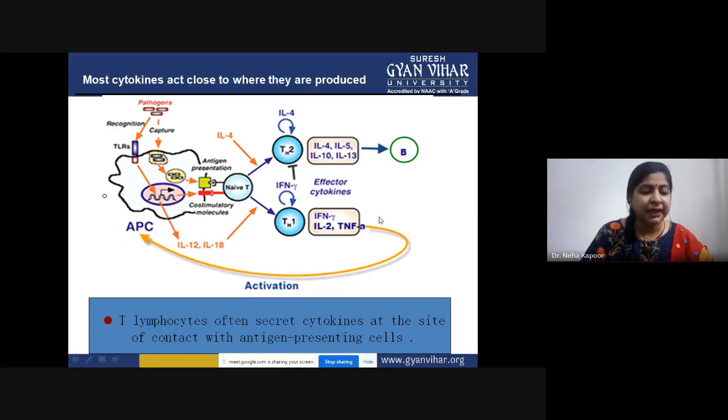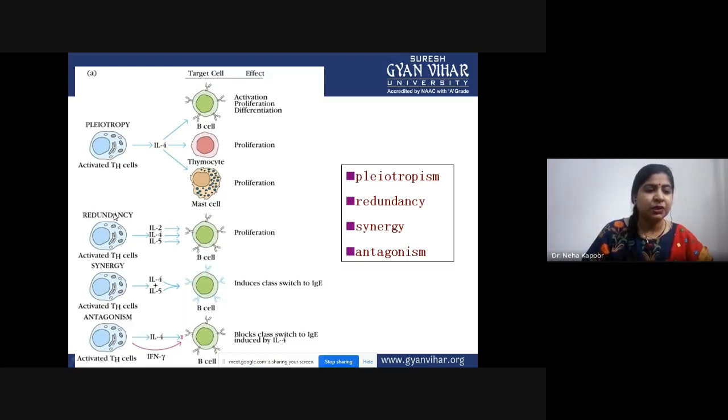However, in case of T helper 1, this will produce interferon gamma, interleukin 2, and TNF alpha, and they will activate these antigen presenting cells in turn so that more and more of these cytokines can be produced. However, if interferon gamma is produced, it will also act on the T helper 1. So, the main concept of the cytokine mediated regulation is pleiotropism, redundancy, synergy, and antagonism.